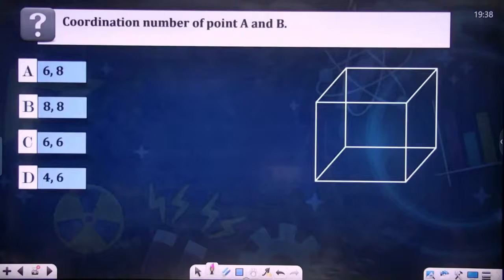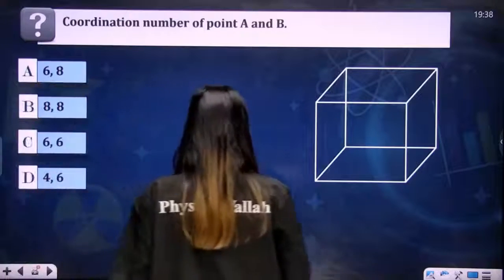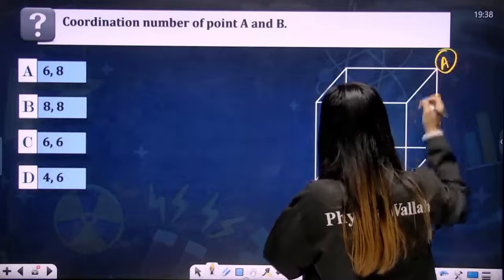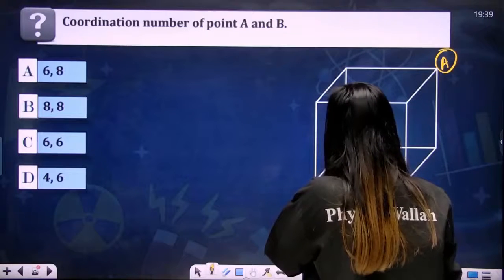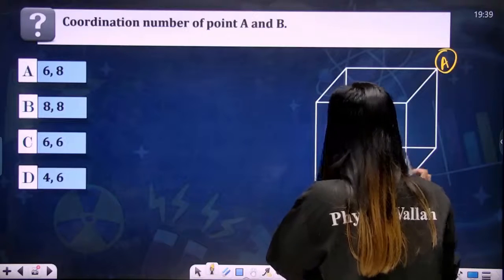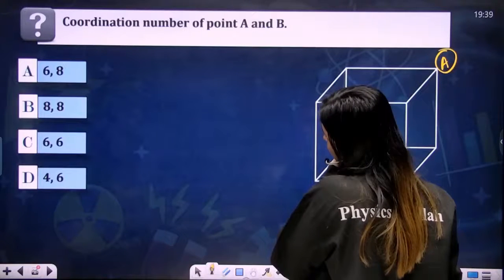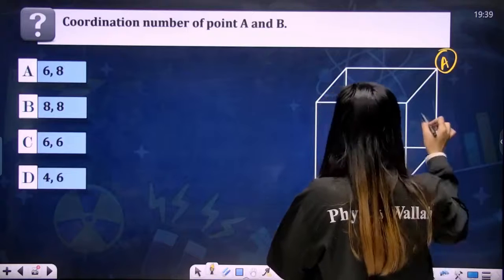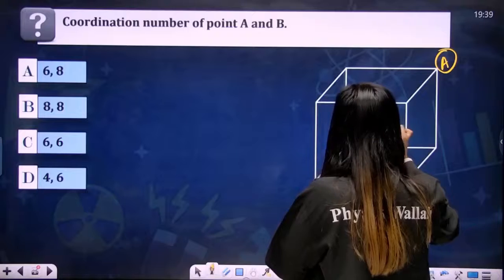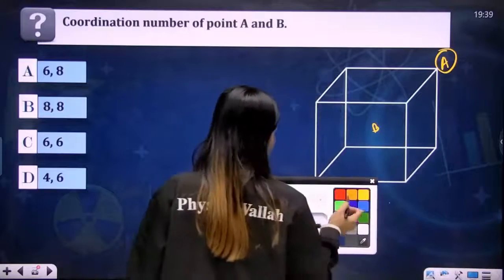Next. The question says to find out the coordination number for point A and B. I'll mark A and B on my own then. Let's say your A point is here and your B point is here. Try to do this question.